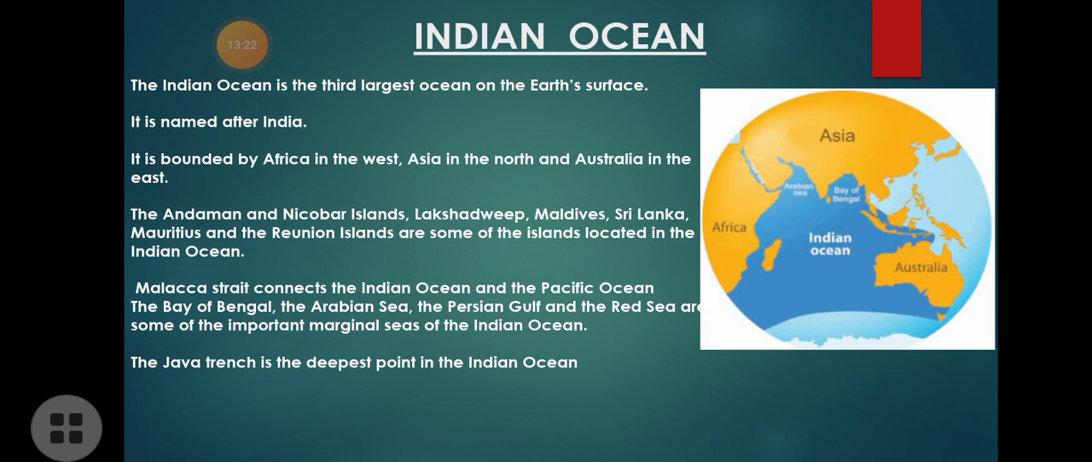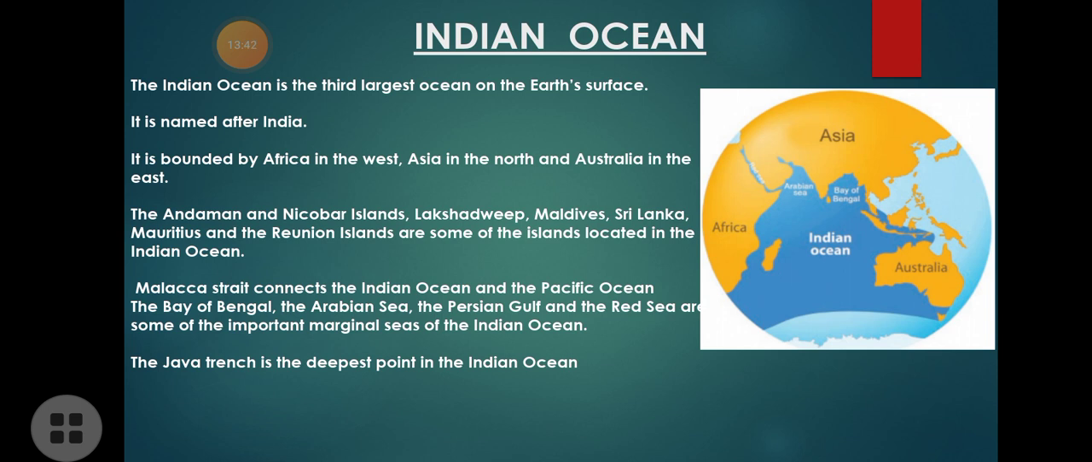Next is the Indian Ocean. The Indian Ocean is the third largest ocean on the Earth's surface. It is named after our country, India. And the boundaries of the Indian Ocean are Asia in the north, Australia in the east, Southern Ocean in the south, and Africa in the west.